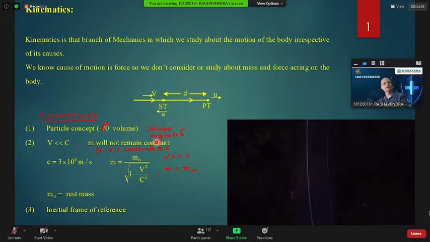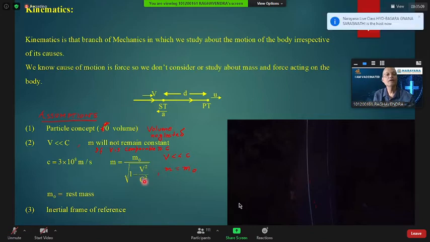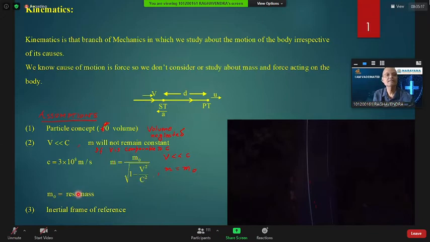What do you mean by that? The famous Einsteinian relation, which I will give you in modern physics: m equals m naught divided by the square root of 1 minus v squared by c squared. If your v is comparable to c, m will go on increasing, beta. m naught is the rest mass.